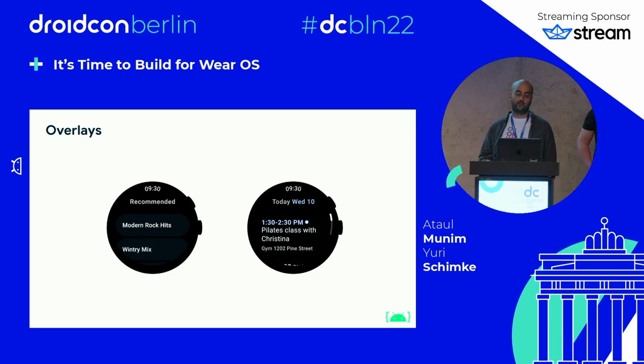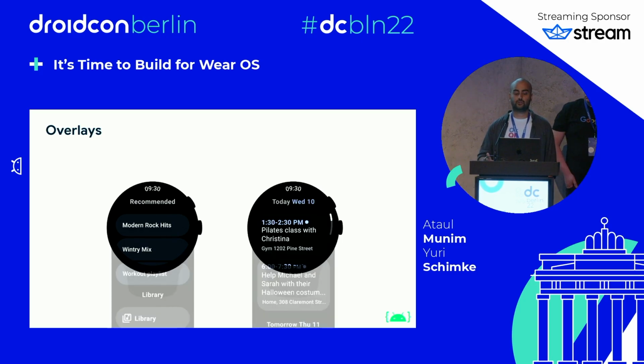And finally, we've got overlays. So overlays are what you might be more familiar with in terms of a traditional app experience. While complications and tiles are quite similar, glanceable info and quick actions, overlays provide interactive, scrollable views, which allow users to complete tasks which are too complex for tiles and complications.